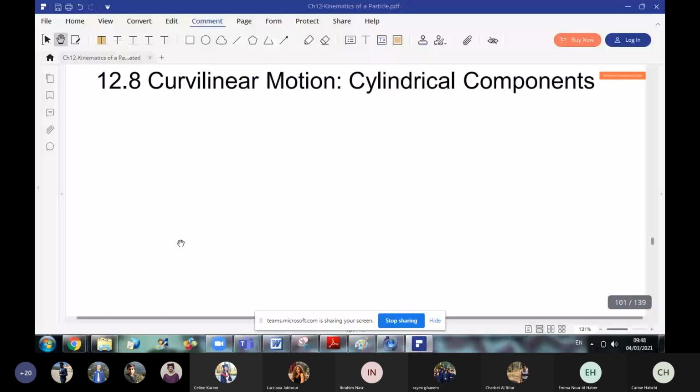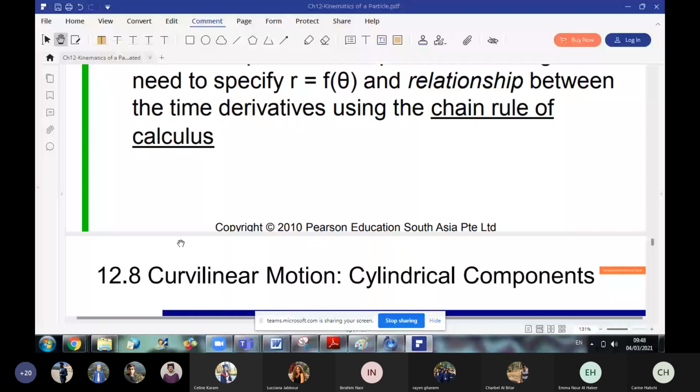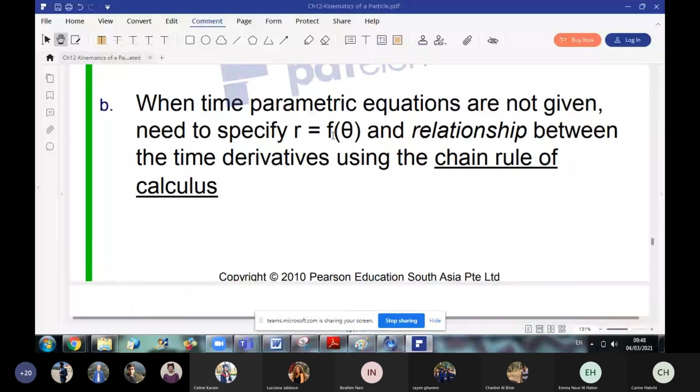In general, pay a lot of attention: in the case of cylindrical coordinates, the majority of the time they give us R, the position, as a function of theta. So pay attention that when you want to derive R with respect to time, you should use the chain rule. So dr by dt will be equal to dr by d theta times d theta by dt. We will use the chain rule a lot in calculations with cylindrical components, and you will practice this together in problems.